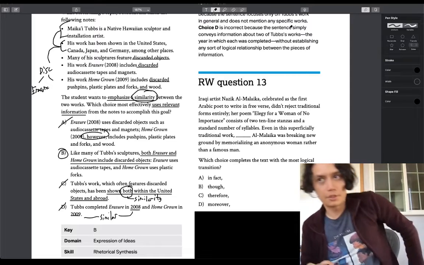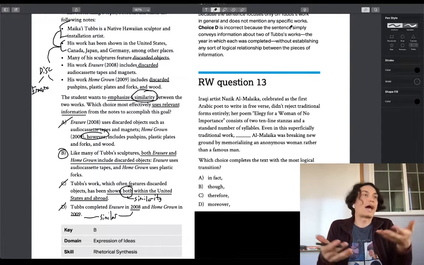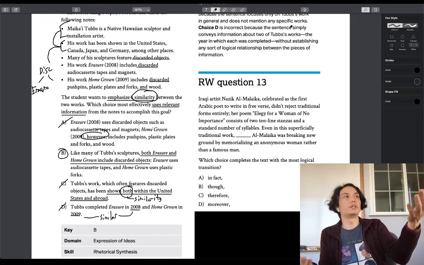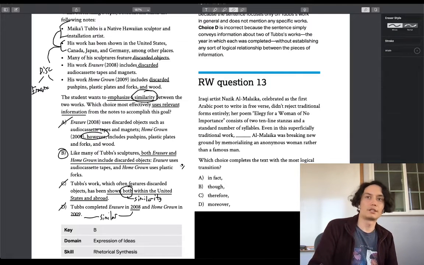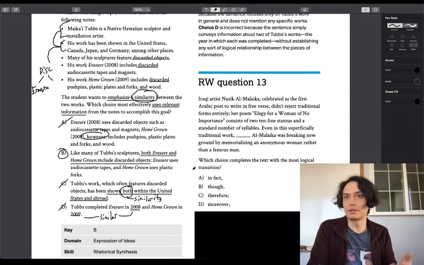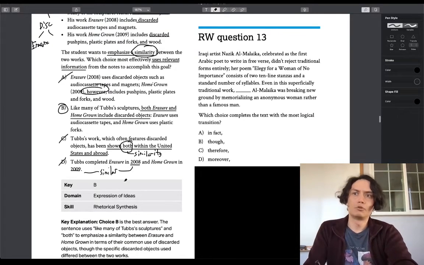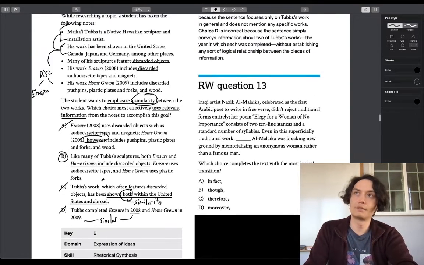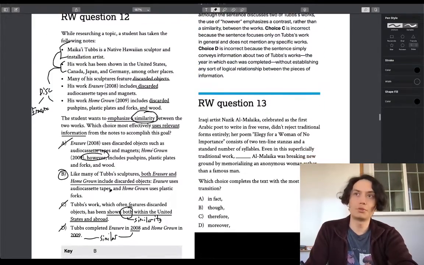Yeah, this is wrong because it's not emphasizing. It's just saying facts. You're the one noticing similarity, but this claim isn't emphasizing that similarity. It's just saying things. Sure, I buy that. That's consistent. Rhetorical synthesis. Oh, this is a new thing. Expression of ideas. Oh, right. So this is a whole new situation.